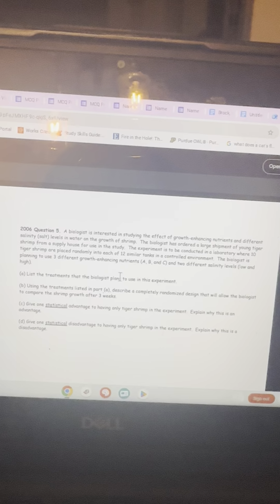To start out, for the completely randomized design that will allow the biologist to compare shrimp growth after 3 weeks, basically what I would do, I would get all 120 of my shrimp, right? And I don't really know how to handle shrimp, if I'm being 100% with you, but I guess you could assign shrimp a number, like 1 through 120, and then you could randomly generate numbers, or you could pick a random shrimp and then get every third or fourth shrimp until you separated them into the groups.